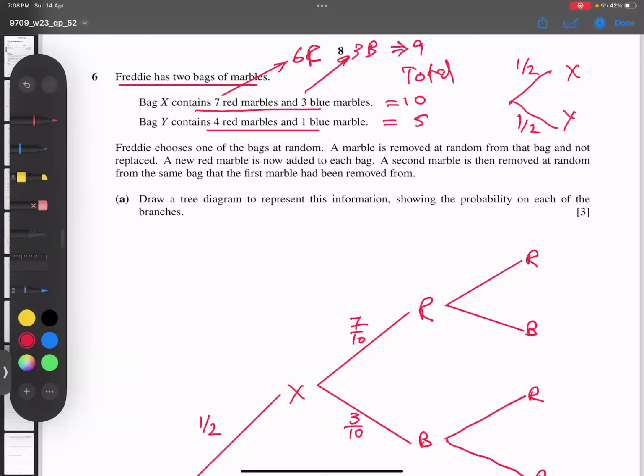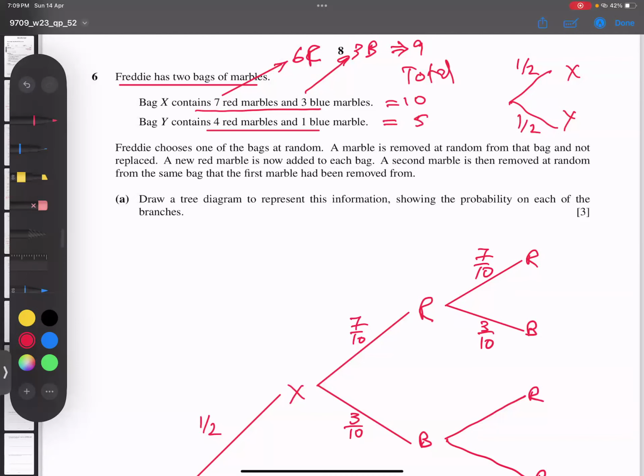Now, according to the situation, students, he said that a new red marble is now added. So when you have taken one red ball out, you are adding one more red inside. So naturally, after bringing one red ball out, it remains 6. But when you add one new red ball inside the bag, this 6 becomes 7 again. And this blue remains 3, but 9 becomes 10. So 7 by 10 again for the second red ball, and here 3 by 10 once again. I think you got the point very clear.